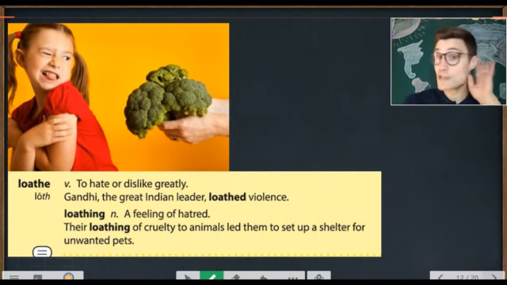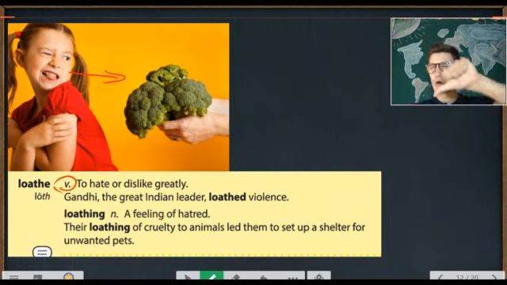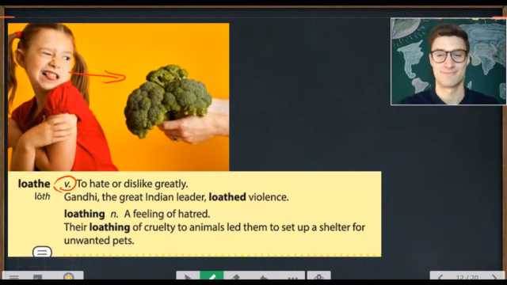Next up, it's loathe. Loathe has a verb meaning. This is when you do something to hate or to dislike greatly. This girl loathes broccoli. What is something that you loathe, hate? I loathe cold weather.